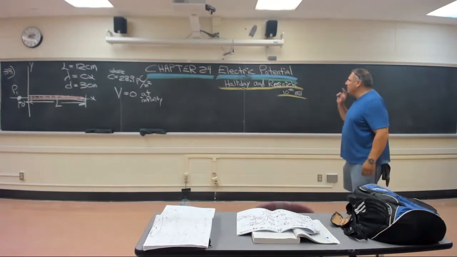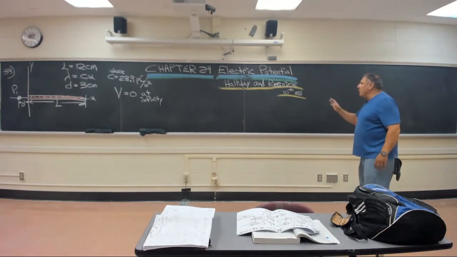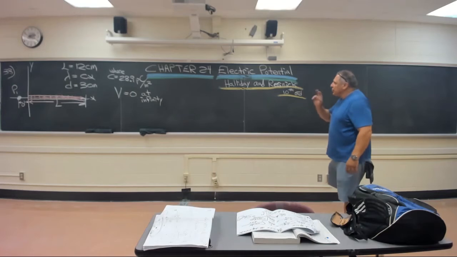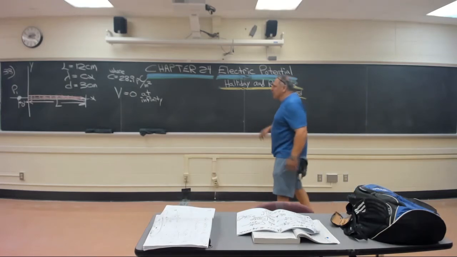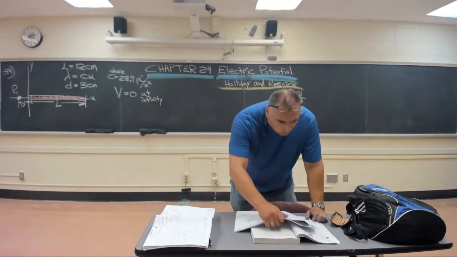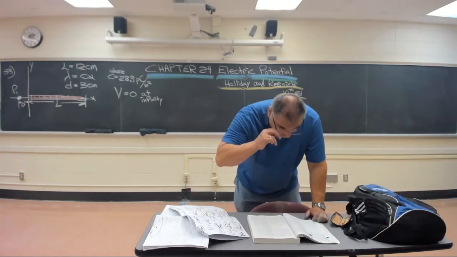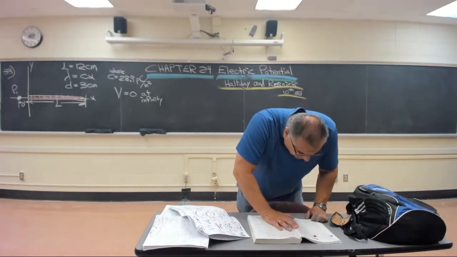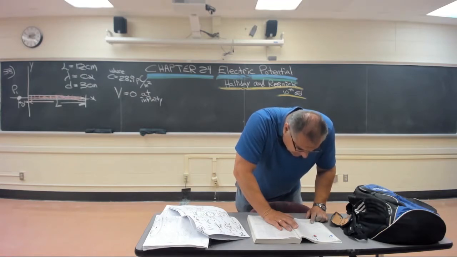Chapter 24. We're dealing with the Halliday and Resnick book, 10th edition. Chapter 24, electric potential. We're going to look at problem number 33. The thin plastic rod shown in the figure, and they give a number there, but that's not really associated with what we're doing.